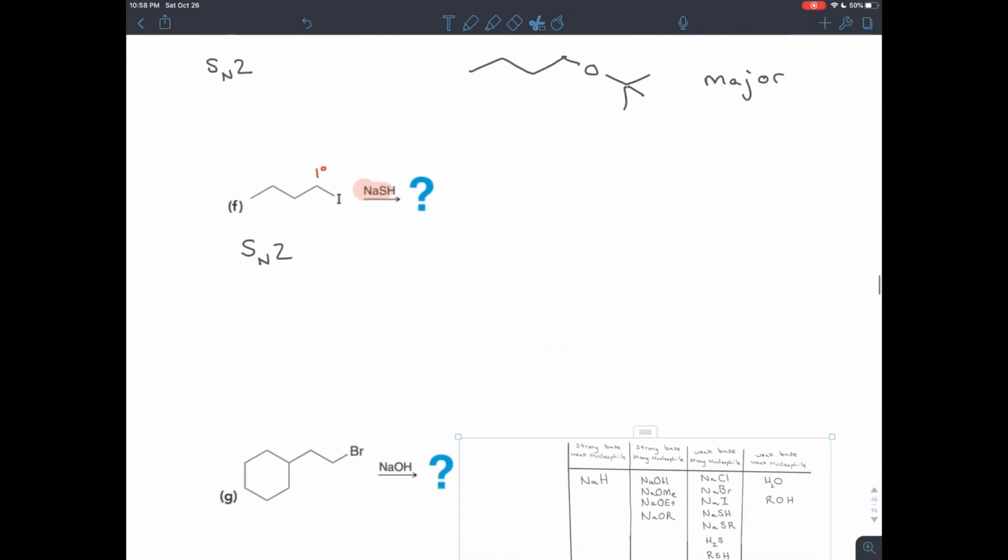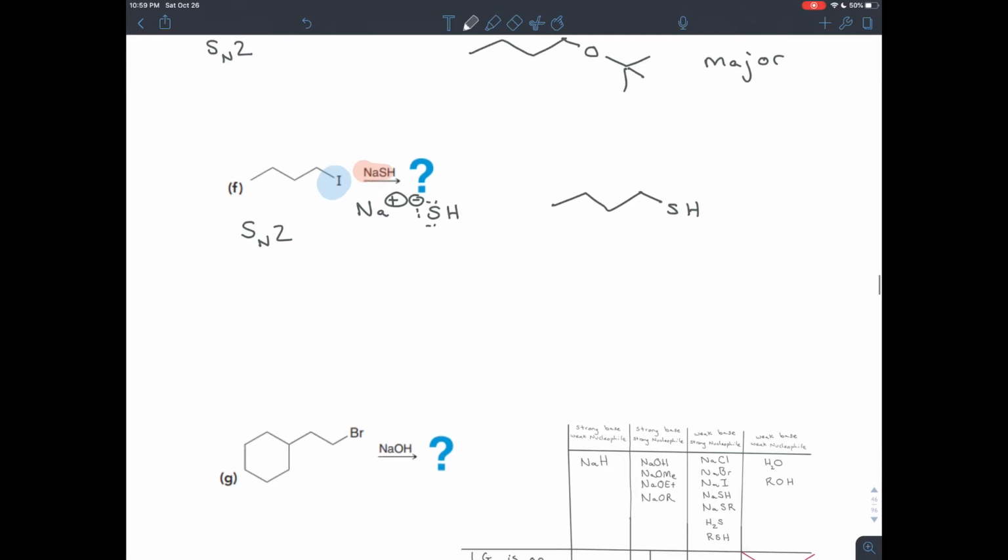So now that we have the mechanism, we can predict it. The Sn2 mechanism just takes this leaving group and replaces it with our nucleophile. Now notice the sodium is a metal, so it loses its electrons to the thing it's bonded to. Here, that's a sulfur. So our nucleophile is really SH. So we can draw the carbon skeleton exactly as it is with the 4 carbons that it has. But instead of going to iodine, it would go to SH. And that would be our only product for that mechanism.